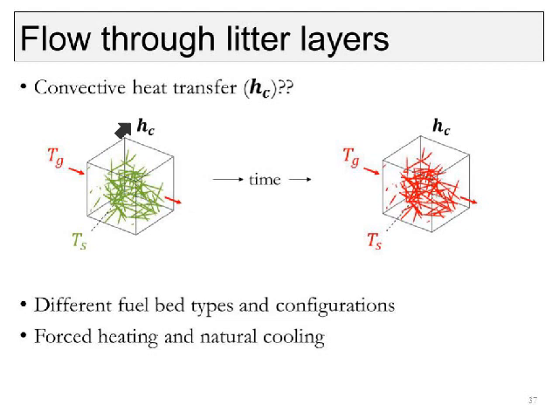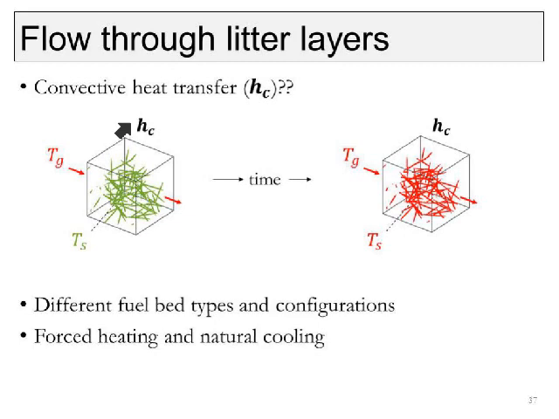And again, we want to look at different fuel bed types, different configurations. And we can also look at forced heating, so something similar to if a smoke plume were blown through fuels or a flame was blown through fuels, but also natural cooling, where you might have radiation, something like that, heating up a fuel bed to a certain temperature, but then you have some natural convection that's occurring, kind of counteracting that. So these are two different modes of convection that we're interested in looking at.